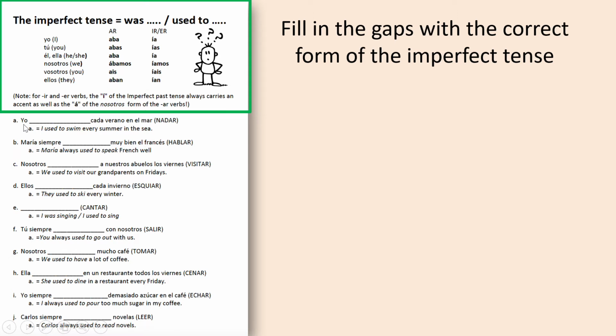Let's look at A. Yo something cada verano en el mar. This is the infinitive that you are going to need to change. This is the translation. I used to swim every summer in the sea. So we are going to remove AR. We're going to go to our list at the top. Yo, because that's I. Aba, so nadaba. That is going to be our first answer. See if you can do the rest for me. If you think you can do it without your notes and you're feeling pretty confident, put them away and just use the screen to help you.